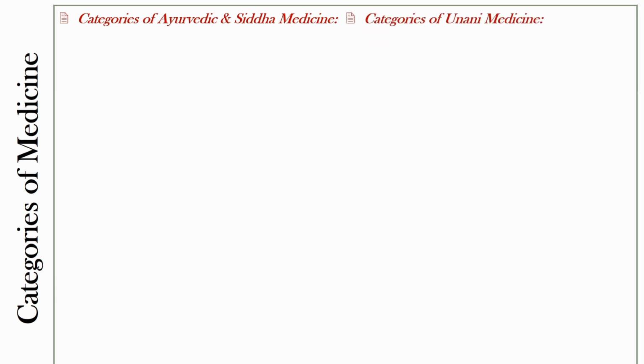The Schedule T of Drug Rule categorizes Ayurveda and Siddha medicine in 14 categories and Unani medicine in 13 categories.